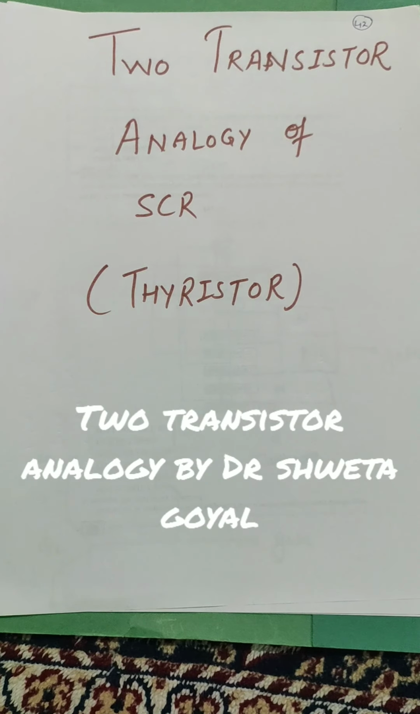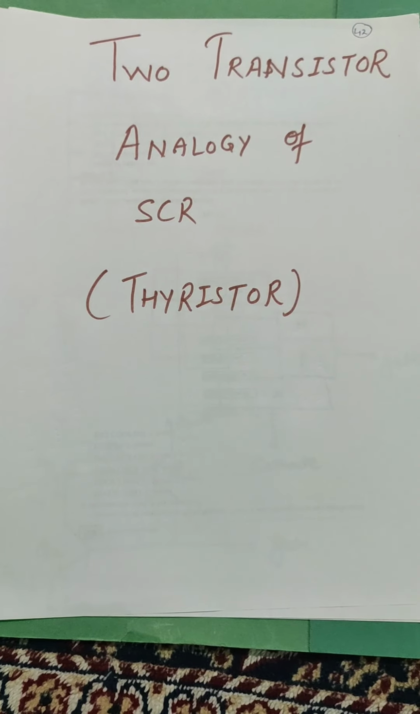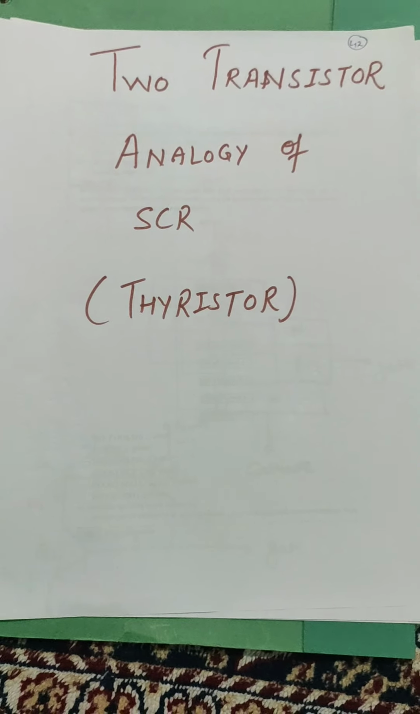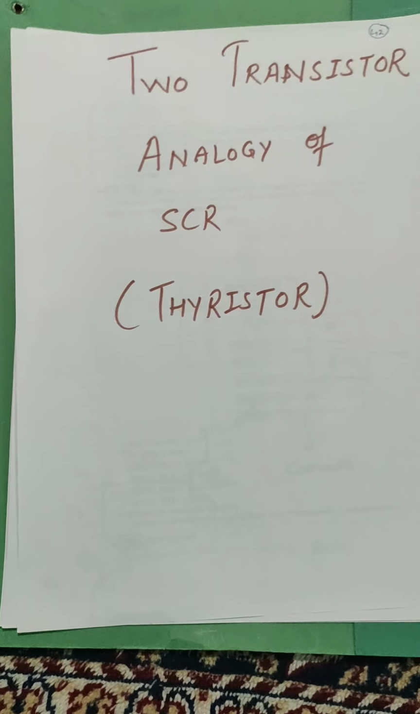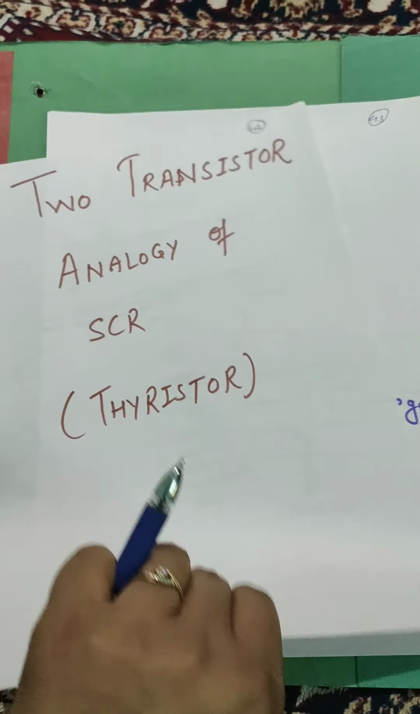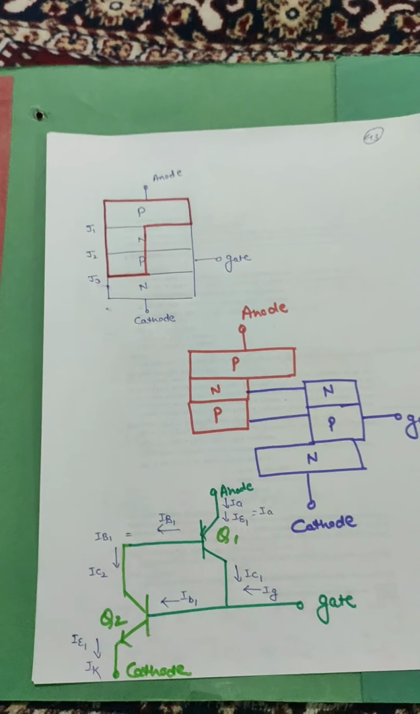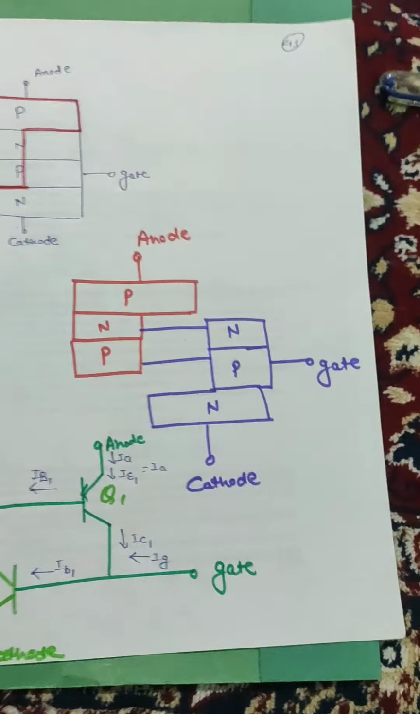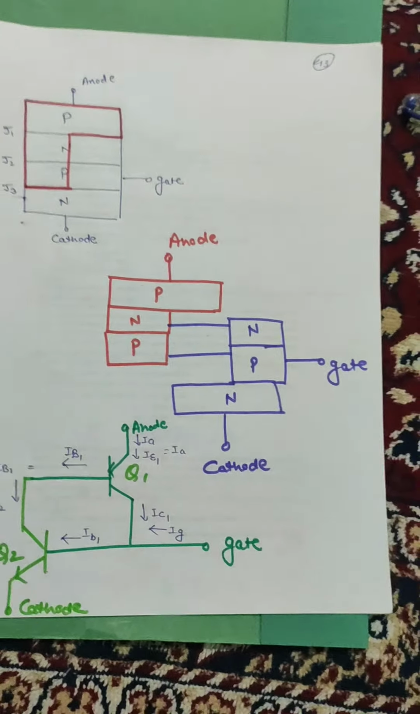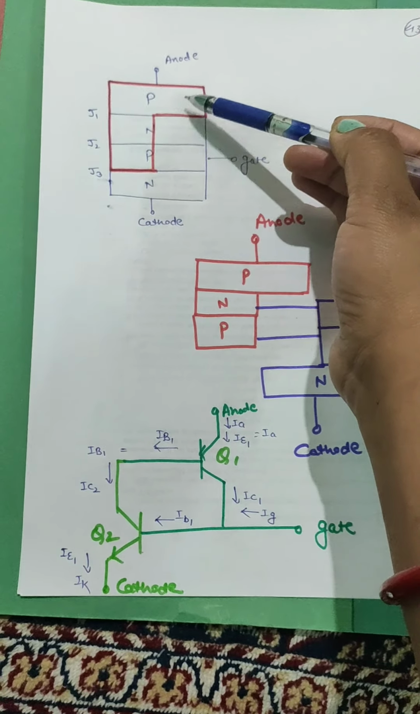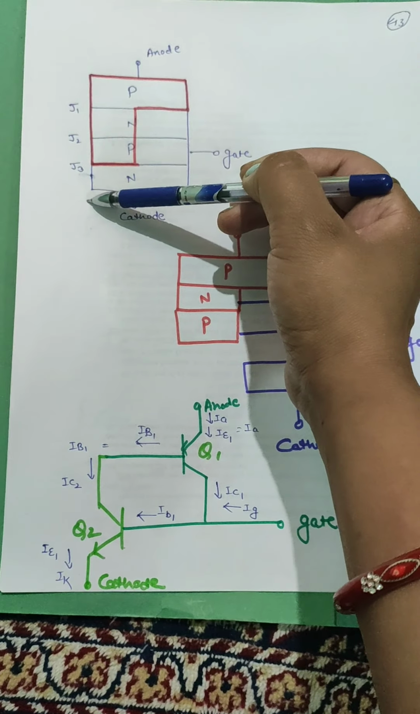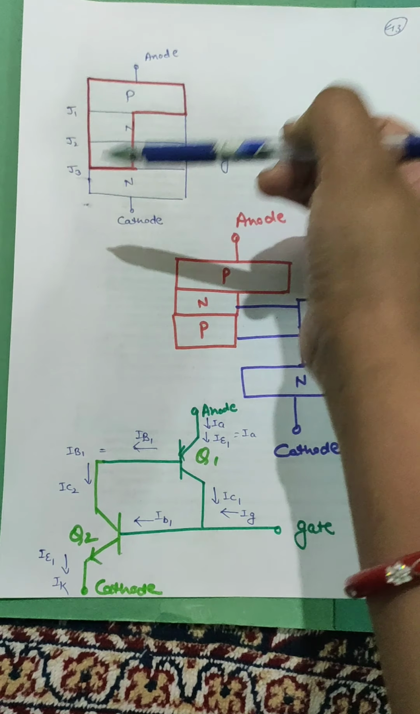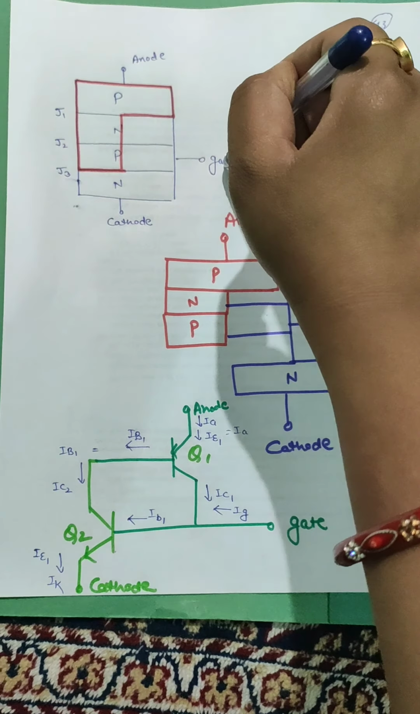Good day, friends. Another topic in the power lecture series is the two transistor analogy of SCR, or we can say the two transistor analogy of thyristor. So here I can explain that SCR is a 4-layer 3-junction device, as we explained earlier. Anode, cathode and gate terminals are there.